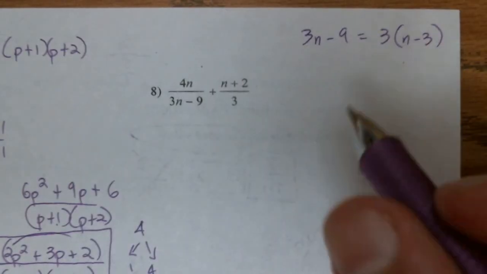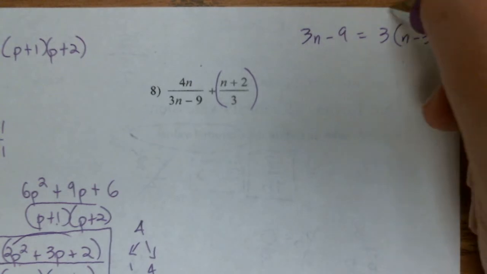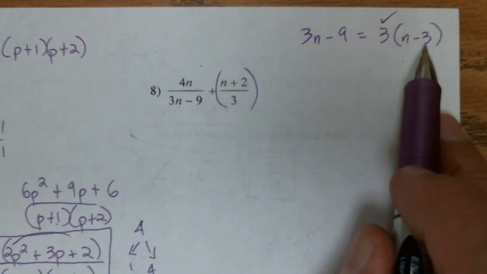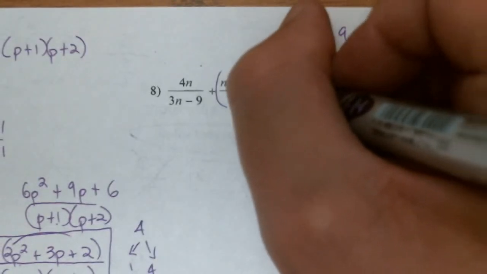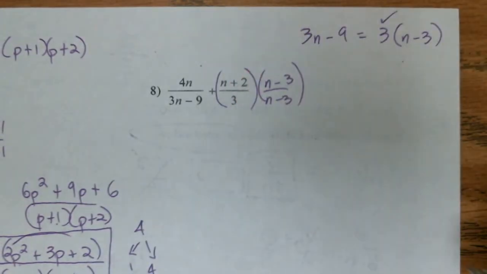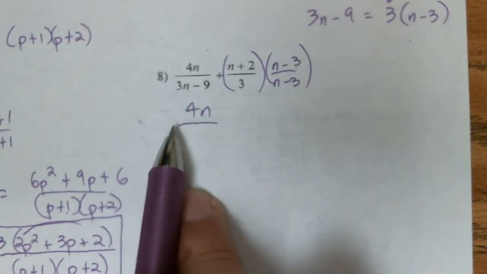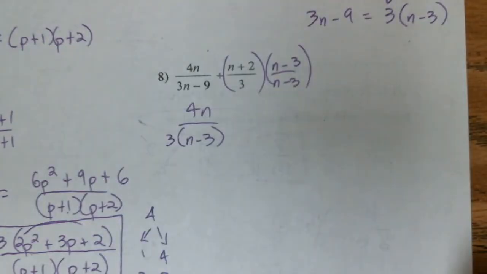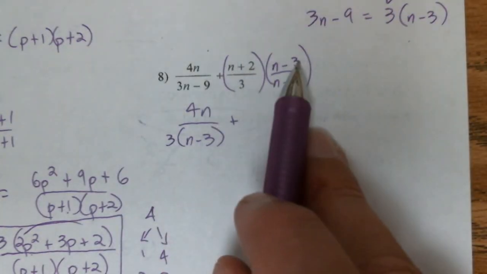So this piece I can leave alone. This piece needs what? I already have the 3. This piece needs the n minus 3. So if I multiply that times n minus 3 over n minus 3, I've got 4n. Now I'm going to break it down so you can see 3 times n minus 3. That's our common denominator. Now on top I'm going to have to FOIL this out.